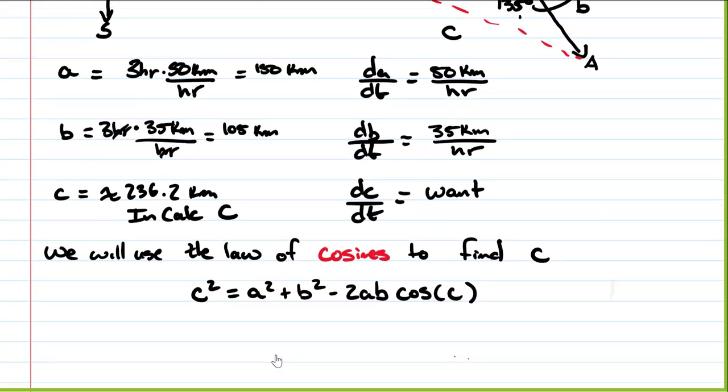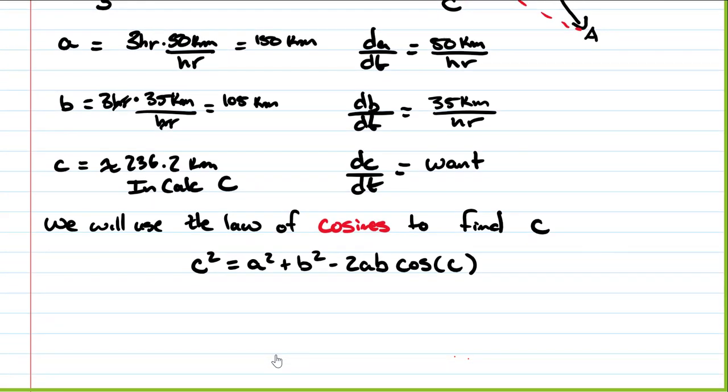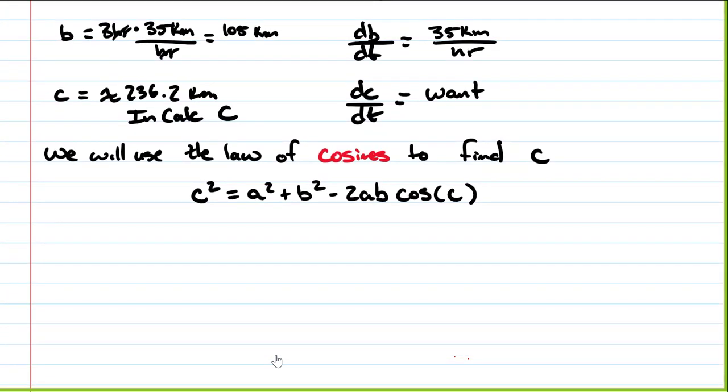Alright, so now we have all the parts that we need. We have our law of cosines again, and we solved for c using our calculator. We now have to take the derivative of this, and just to remind me that this was the angle c, I'm going to put my angle in to remind me that that's a constant, right? Because I'm not going to be taking the derivative of the cosine function, because this piece right here is constant.